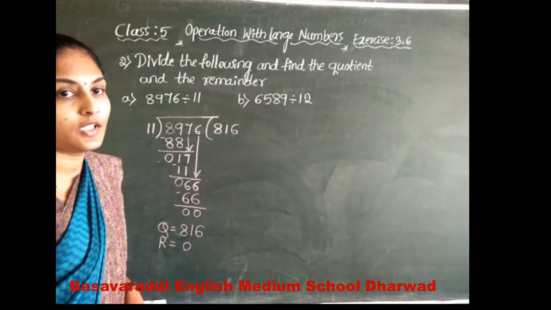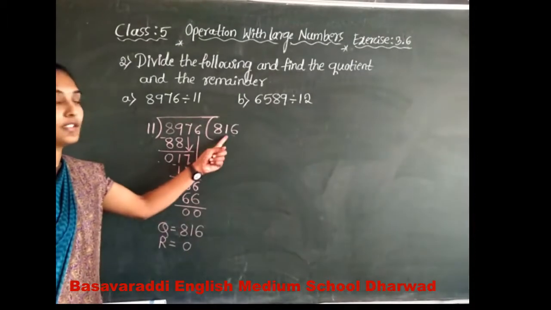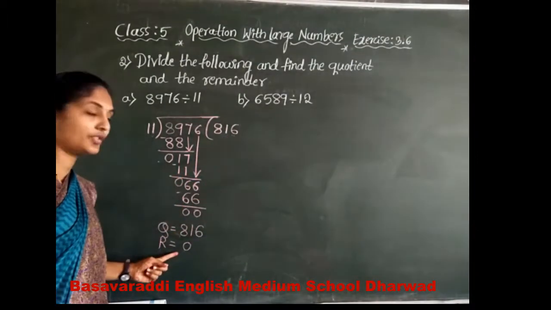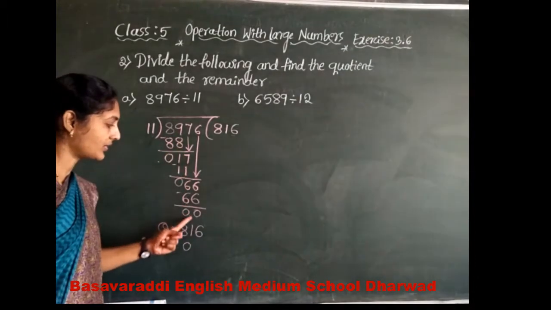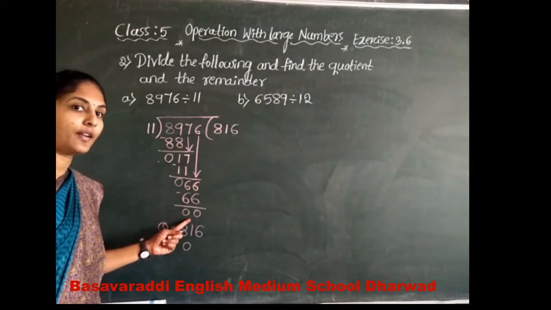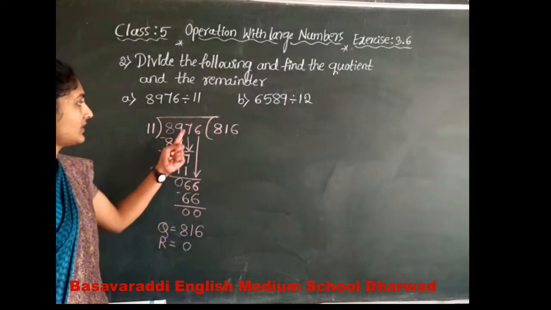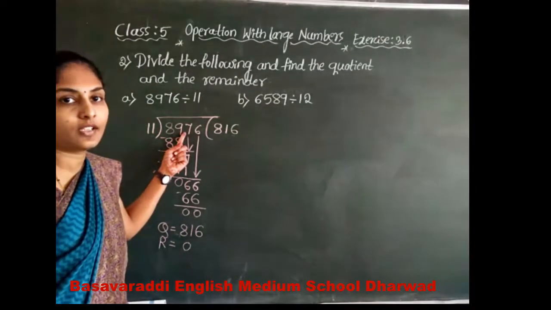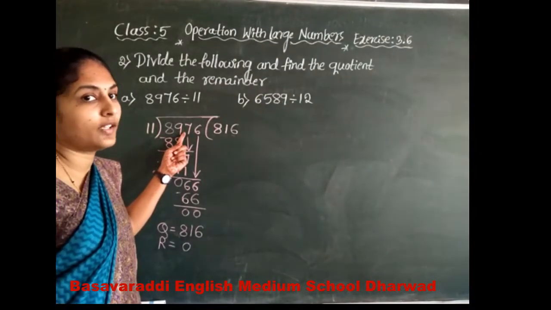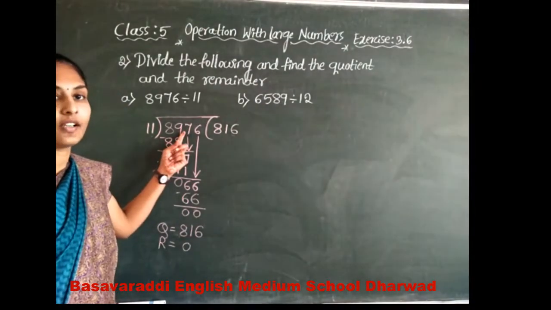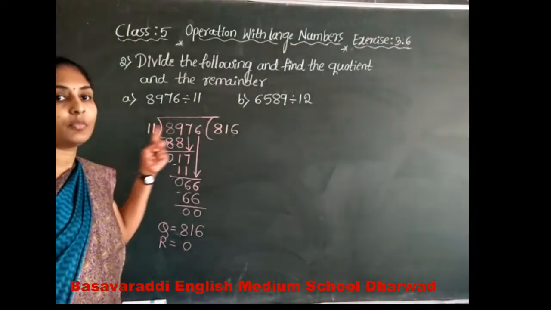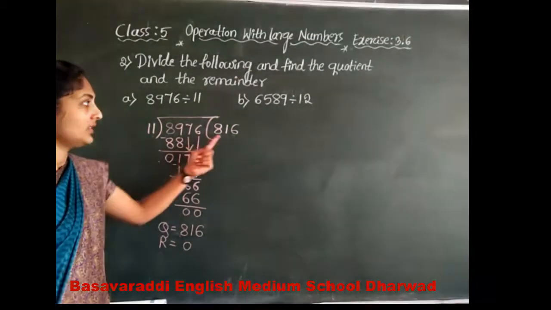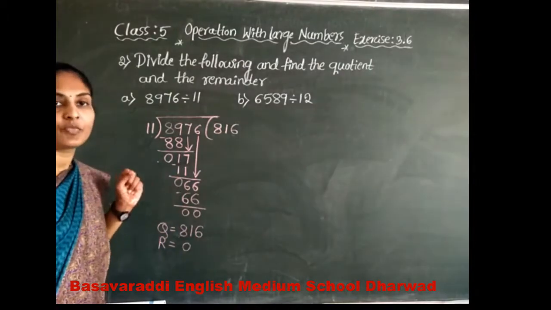Let's remember: what is the quotient? The result of the division is called the quotient. The leftover after the division is the remainder. Next, there are two numbers. What is the dividend? The number to be divided is called the dividend. The number by which we divide is called the divisor. This one is the quotient and this one is the remainder.